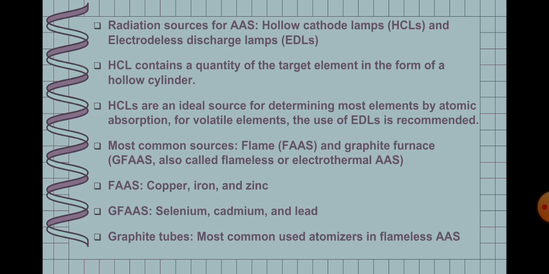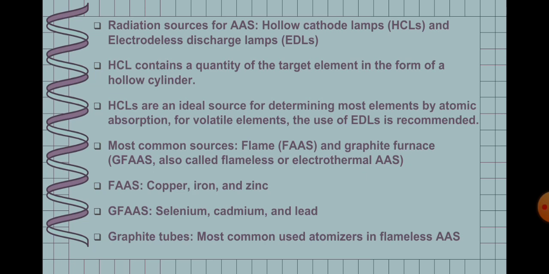A small aliquot, usually 20 microliters, of liquid sample is placed in the tube at ambient temperature. The heating program specifying the temperatures and times is designed to first dry the sample, then pyrolyze, vaporize, and atomize the sample, followed by a cleaning step. When we say pyrolyze, it is to make the sample decompose.